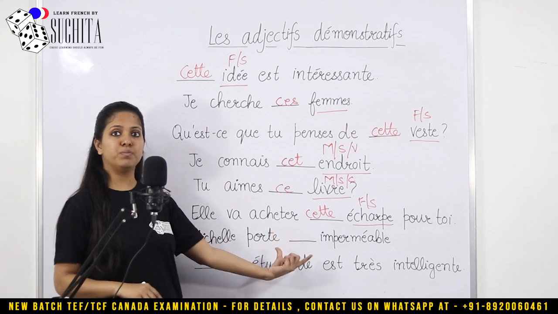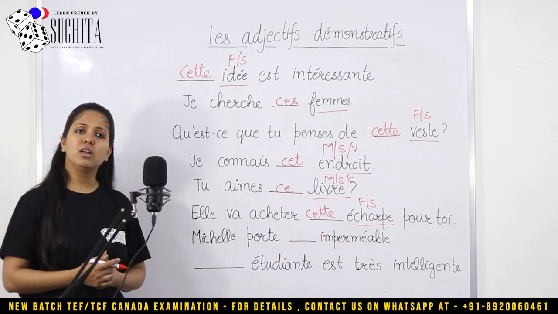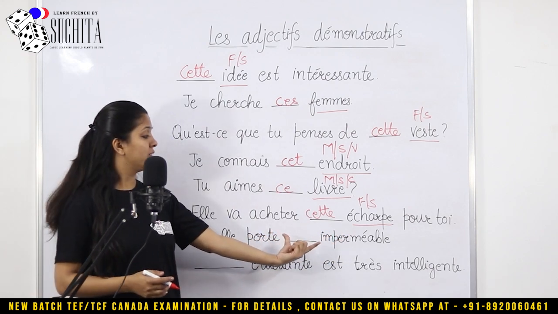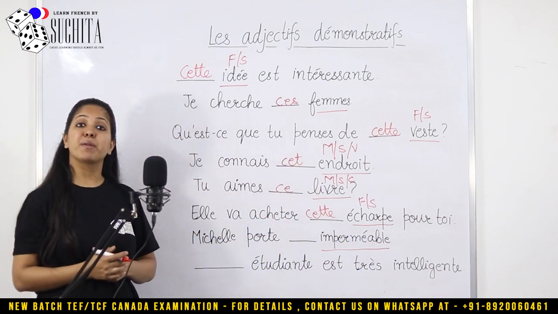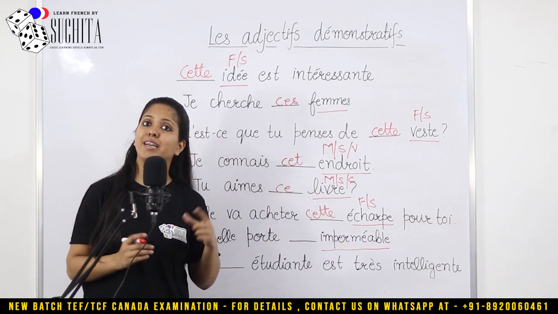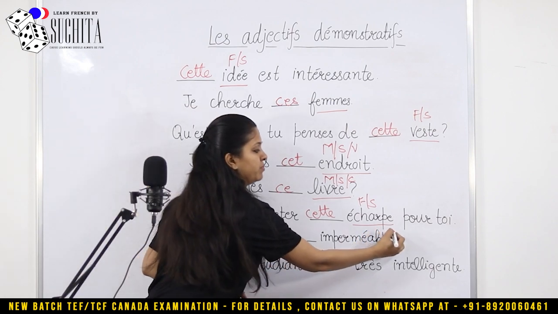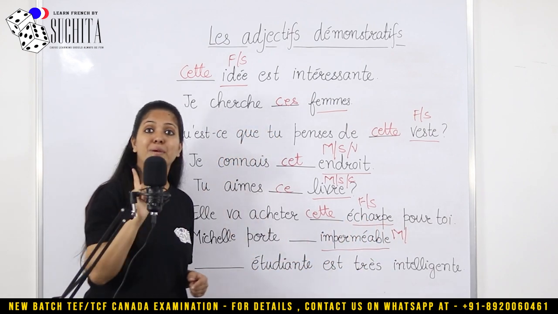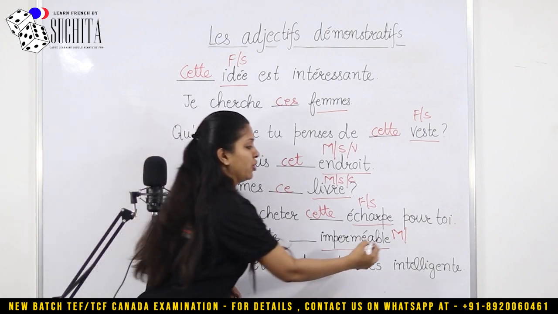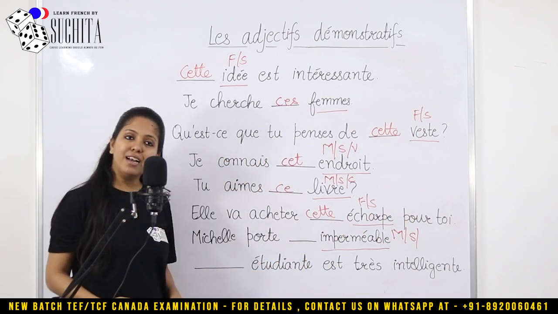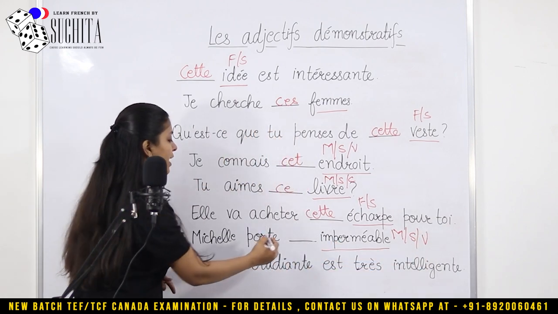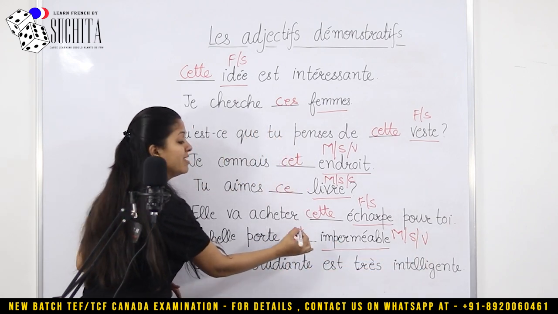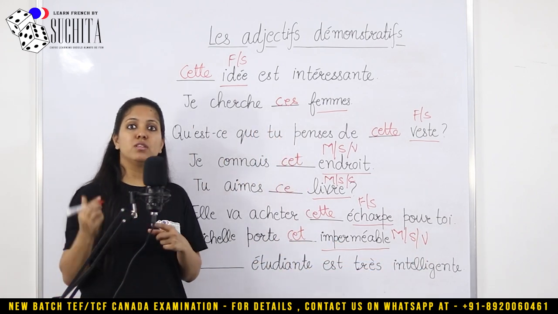Michel porte cet imperméable. Michel wears this raincoat. Now look at this word. Imperméable. This word is an exception. It ends with E, but it is masculine. Of course, it is singular. And it also begins with a vowel. So you say, Michel porte cet imperméable. Deuxième option.